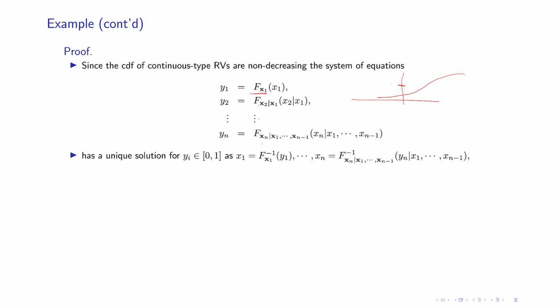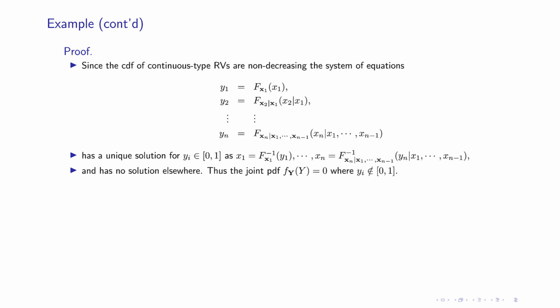So for a given y, let's say y1, you have a unique solution. All of them have a unique solution. If the yi's are above 1 or below 0, there is no solution. Only when the yi's are between 0 and 1 do you have a solution, and the solutions are calculated by the inverse of this one, the inverse of this one, and so on. Nowhere else is there a solution. So the joint PDF is 0 where any of the yi's is not in the interval 0, 1.